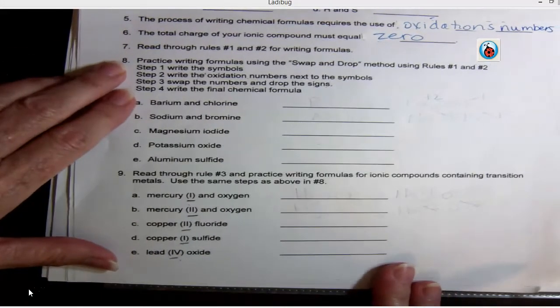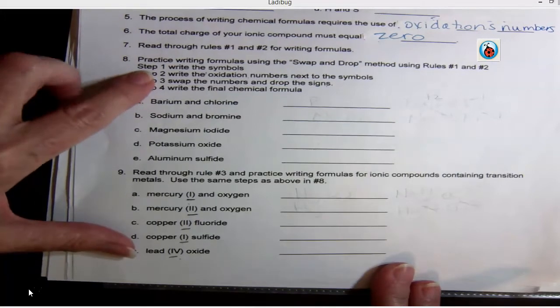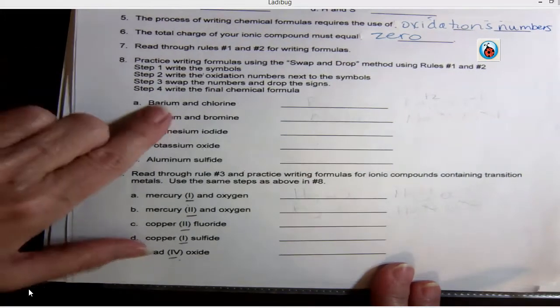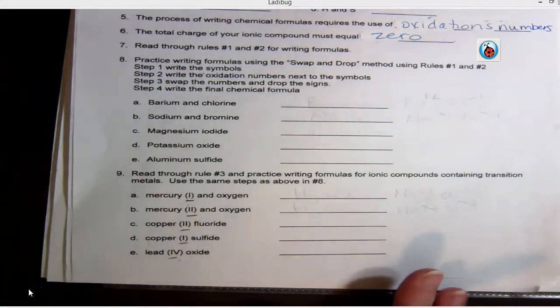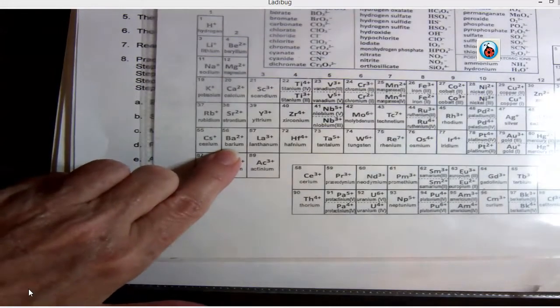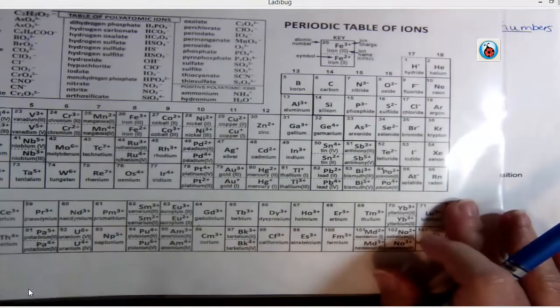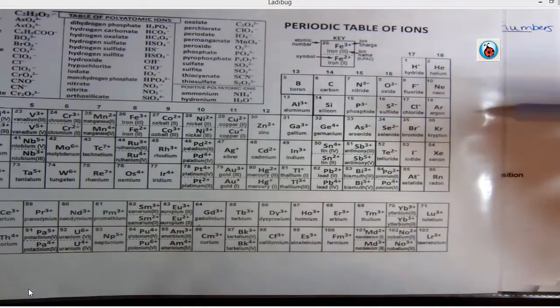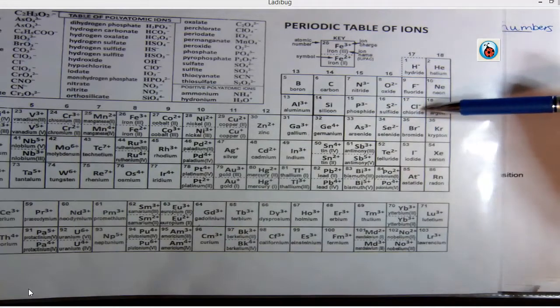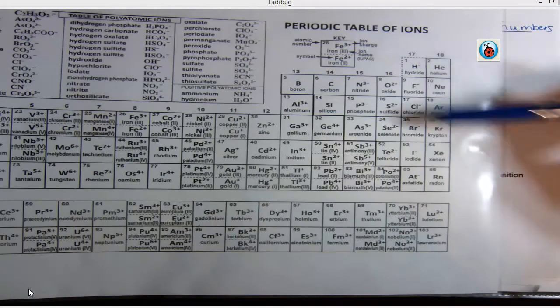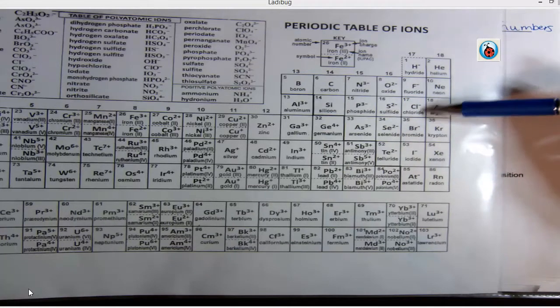Okay, we're going to use what I call the swap and drop method for writing compounds. Okay, so step one, we're going to write the symbols of our elements. So we're going to find barium and chlorine on our ion chart. So here's barium. Barium is a +2. And then I find chlorine, because remember this is metals plus nonmetals. There's chlorine that becomes chloride when it's an ion. That's why you see these IDE endings on these nonmetals. But chlorine becomes chloride, and it is a -1.